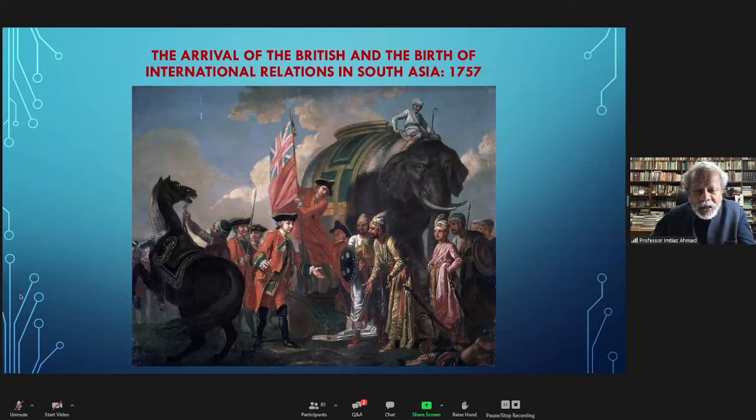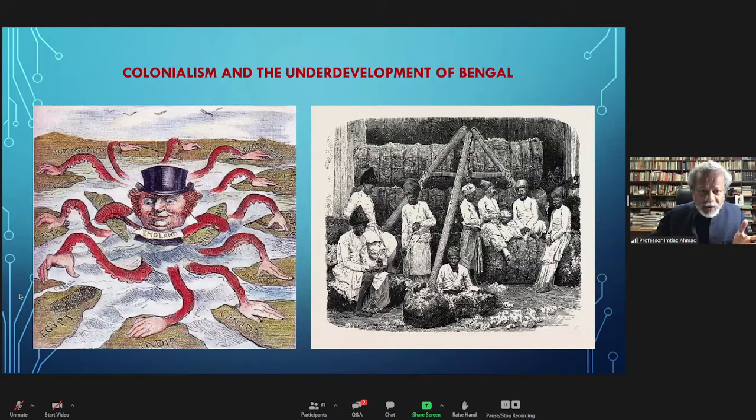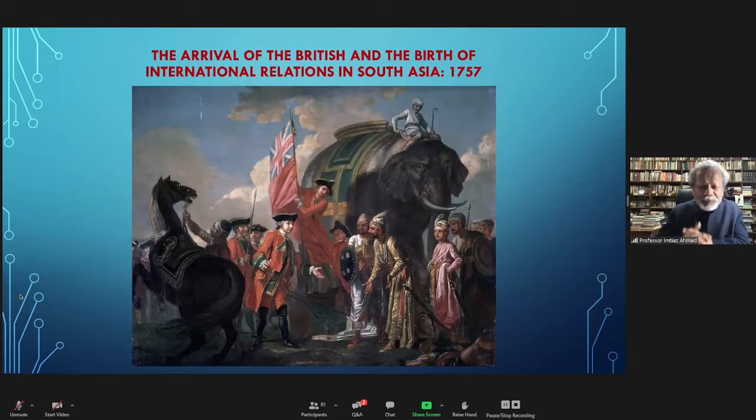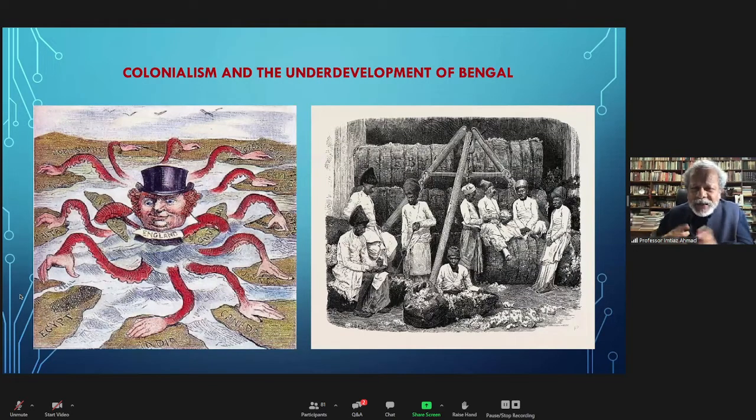And of course, colonialism is tied to it. But this colonialism also led to the underdevelopment of Bengal in a serious way. And I guess this Octopus image will tell you what it was all about.